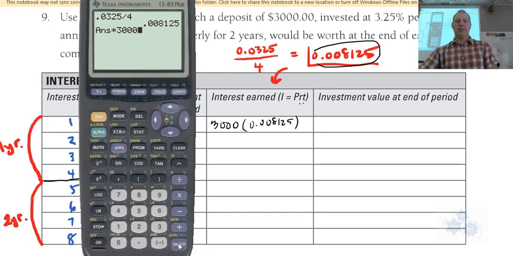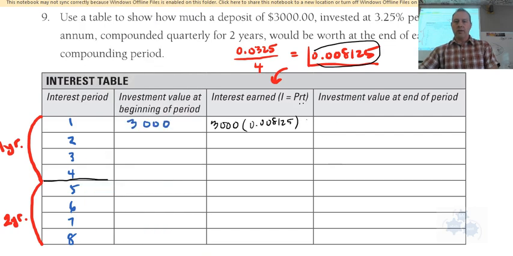3,000 times our 0.008125. Look at this, 24.38. We'll round to the nearest cent. So that's a 2, a 4, a 3, 8. So 24.38. Okay, that's our interest. So guess what? At the end of this period, we have $3,024.38. Okay.